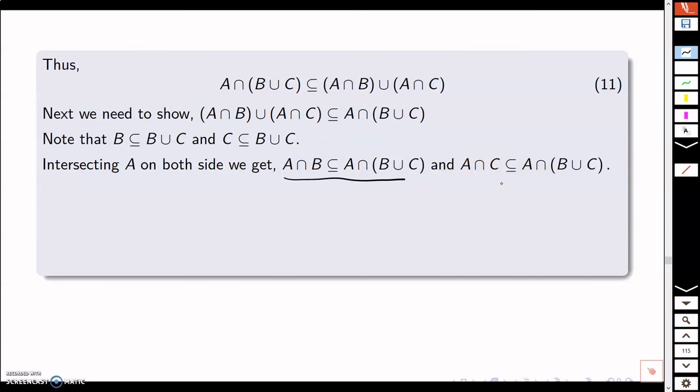Right? So I have this. Now, this A intersection B is a subset of this set, and A intersection C is also a subset of the same set. That means I have two sets which are subsets of the same set.